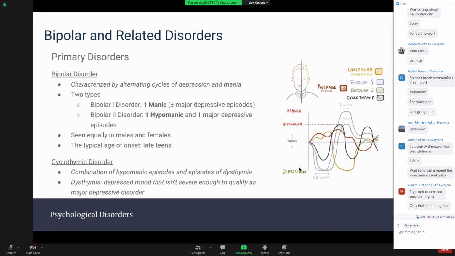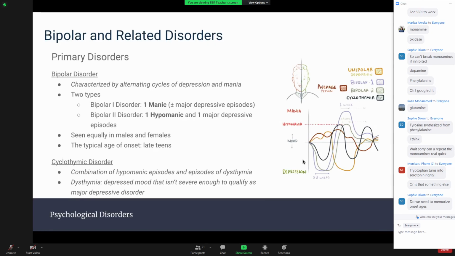There's another one that you need to know, which is called cyclothymic disorder. This one oscillates not quite in the deepest depression and not quite in the mania. Instead, it goes between something in between hypomania and another range that's called dysthymia. Dysthymia is the one that's not quite depression. And so cyclothymic disorder is characterized by oscillating between those two.